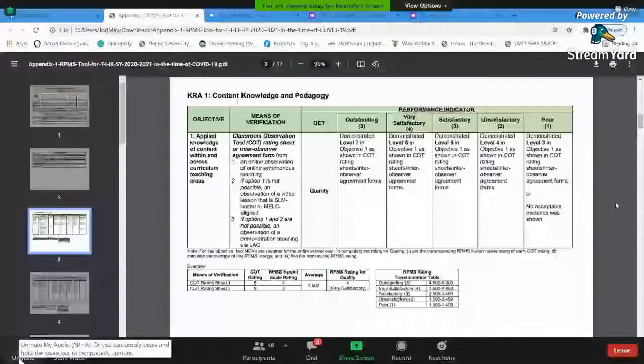And then, your RPMS rating is very satisfactory in applied knowledge of content within the area. So there is no problem, teachers. If you have been observed by the rater, there is no problem. If the classroom observation has not yet been done, the school heads may still catch up.